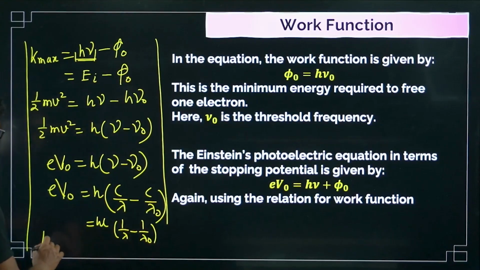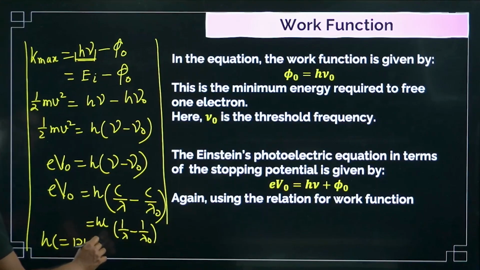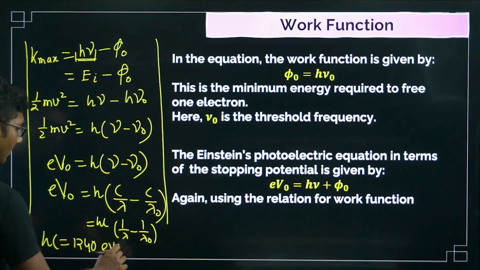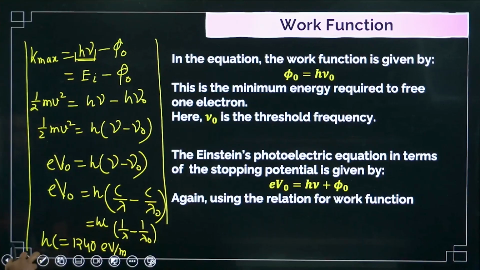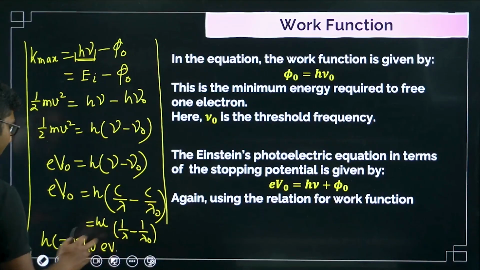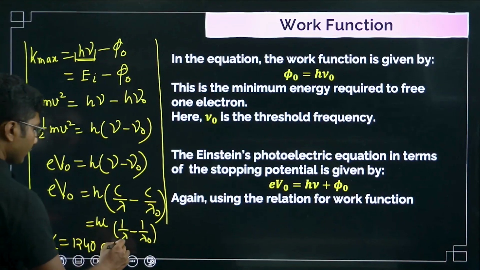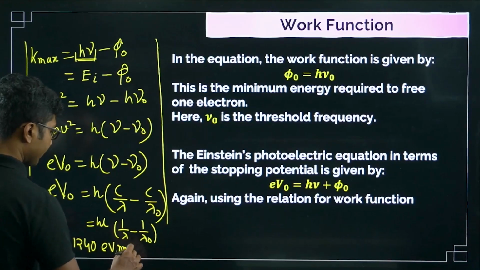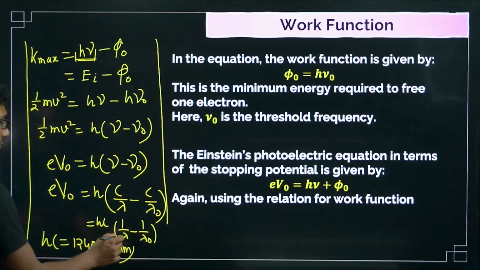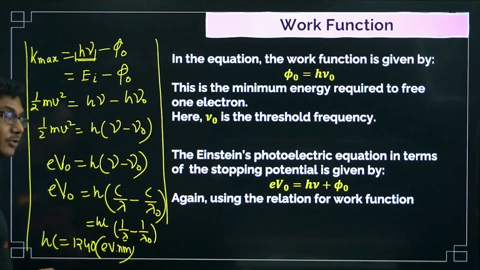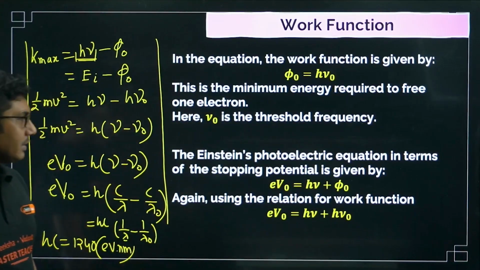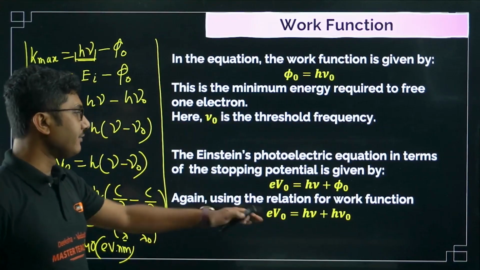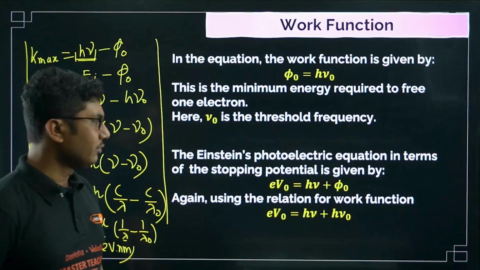The value of hc is approximately 1240 eV nanometer. Why nanometer? Because lambda is sometimes given in nanometers, so you have to be careful. If you are using the nanometer form of lambda, then this is the form you have to use. So these are all the different forms. As I said, eV naught equals h nu minus h nu naught.